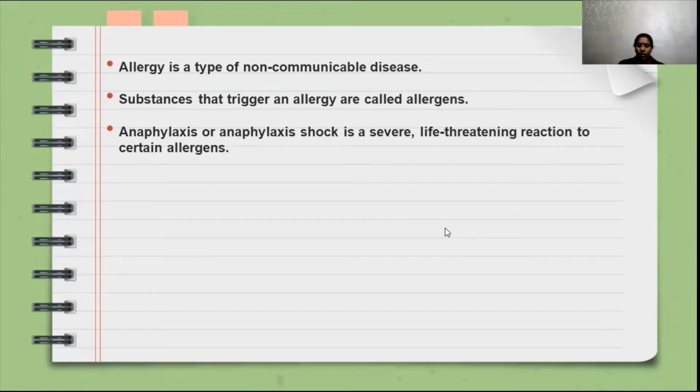In our body, the immune system is always helping us to fight different kinds of foreign substances. But some people react to fairly harmless substances. These reactions are the allergic responses. So the substances that trigger an allergy are called allergens.